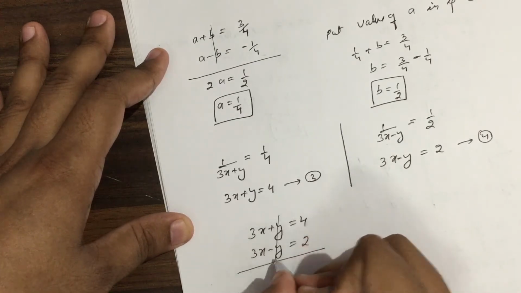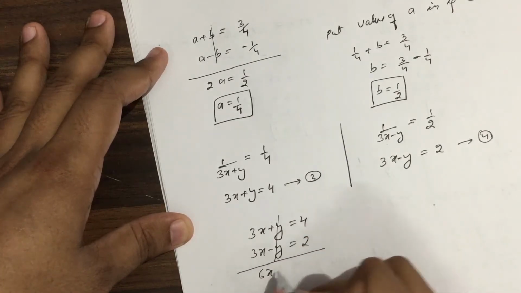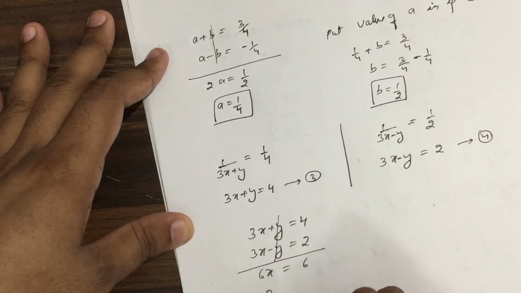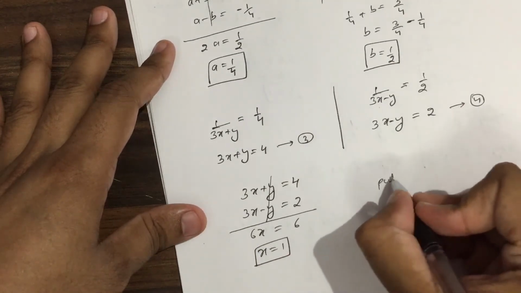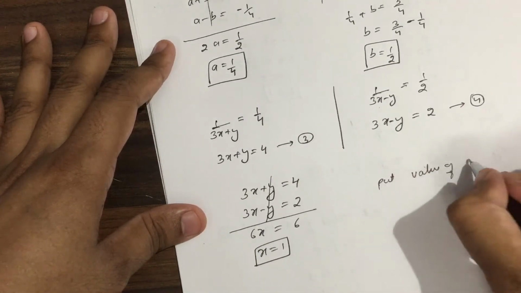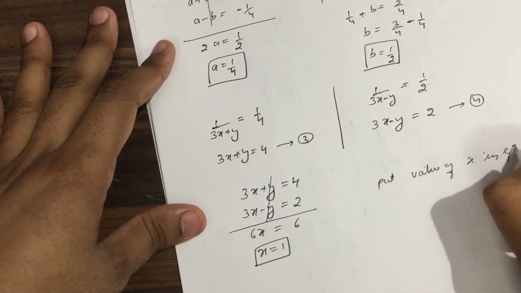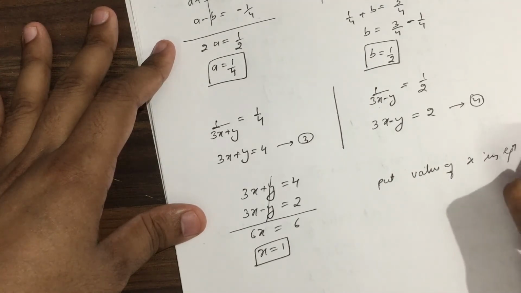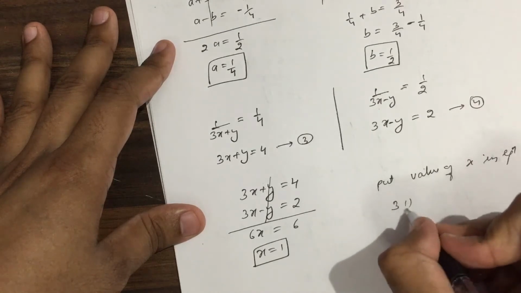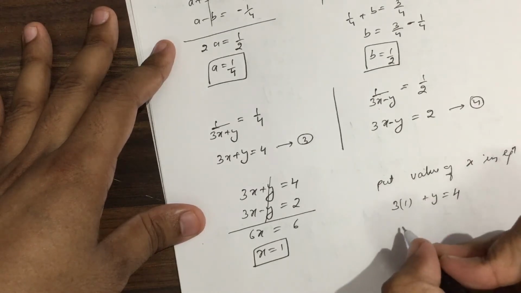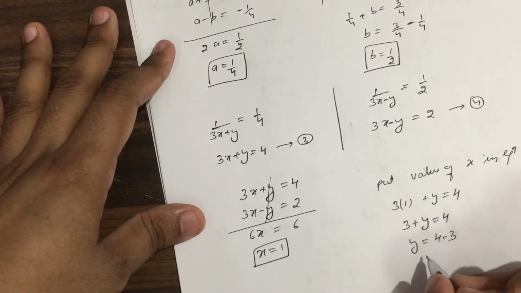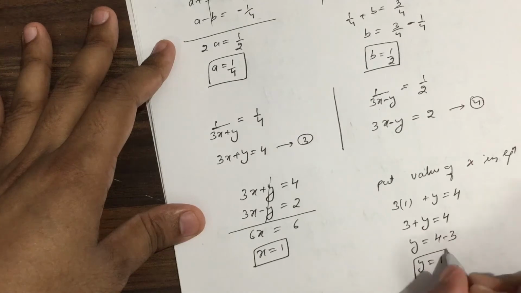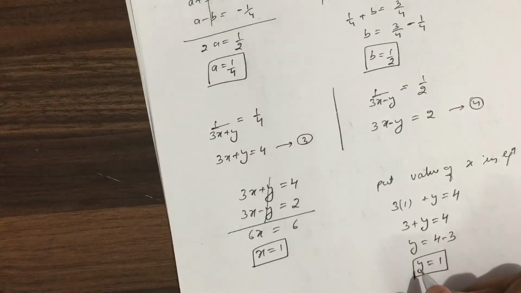On adding, this will be cancelled. This will give us 6x equal to 6. So directly this will give you x is equal to 1. Now put value of x in equation 3. So this will give you 3x, x means 1, plus y equal to 4. This will give you 3 plus y equal to 4, y equal to 4 minus 3. This will give you y equal to 1. So this completes your question number 1.